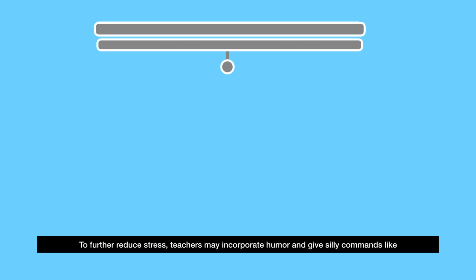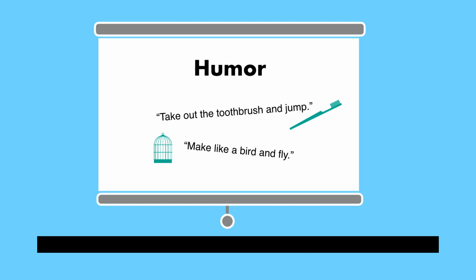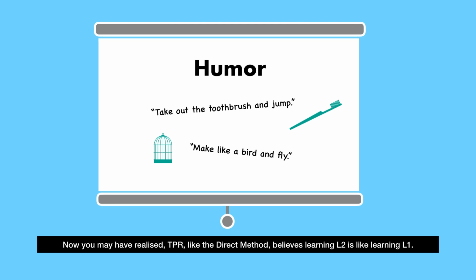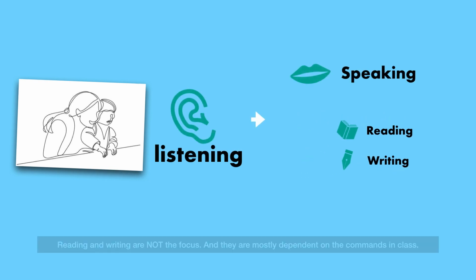To further reduce stress, teachers may incorporate humor and give silly commands like Take out the toothbrush and jump. Make like a bird and fly. Now, you may have realized TPR, like the direct method, believes learning L2 is like learning L1. We start from listening and then move on to the other three skills, speaking, reading, and writing.